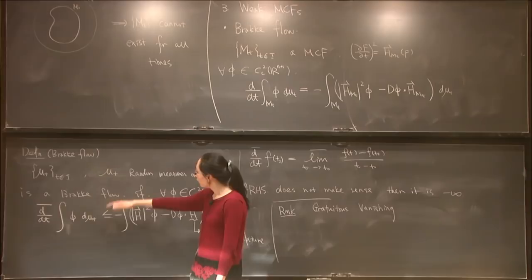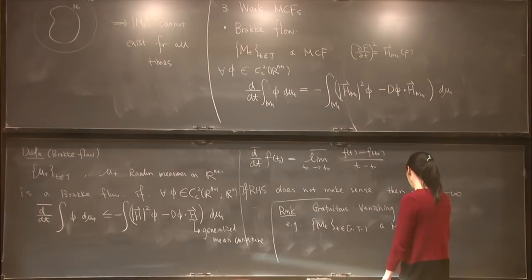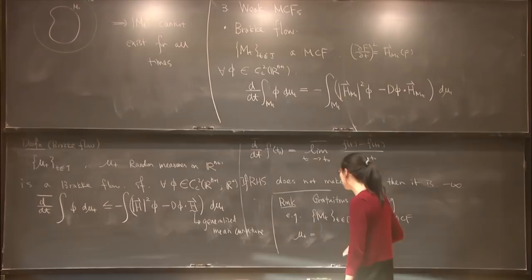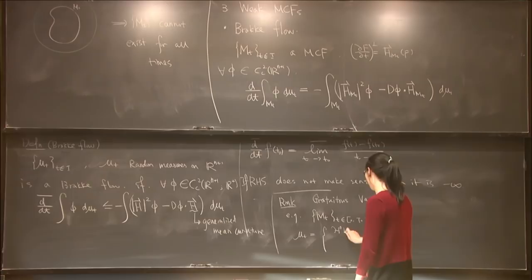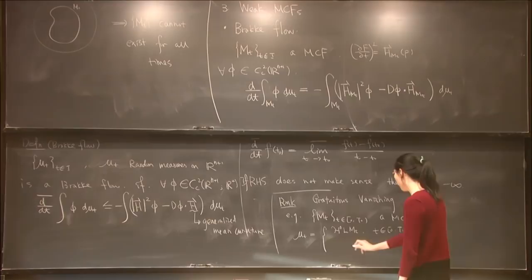So let me just explain. Suppose you have some classical mean curvature flow. Now I can construct infinitely many bracket flows in the following way. I'm just taking mu t to be the n-dimensional Hausdorff measure restricted to M t for t between t1 and t0. Otherwise, zero.